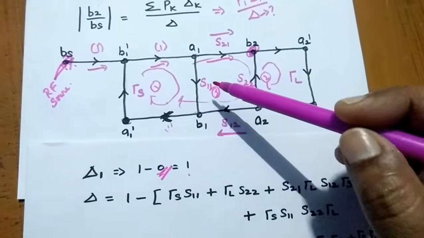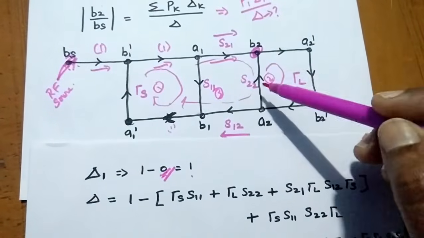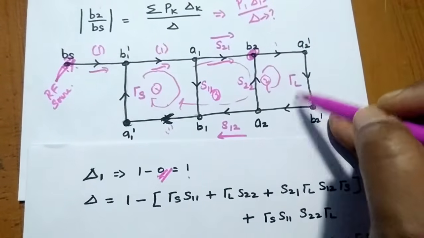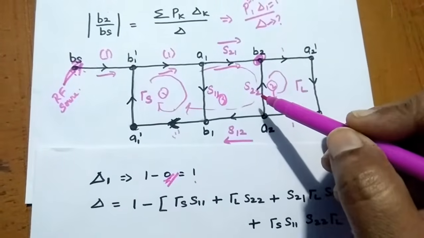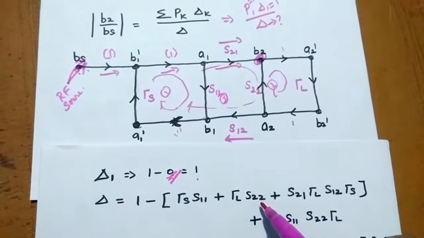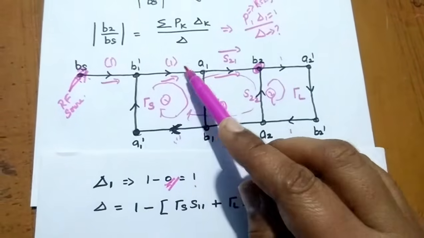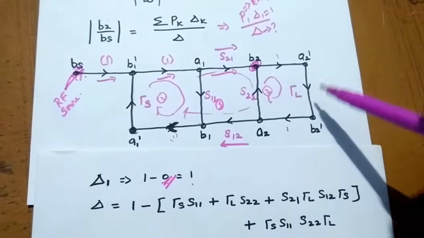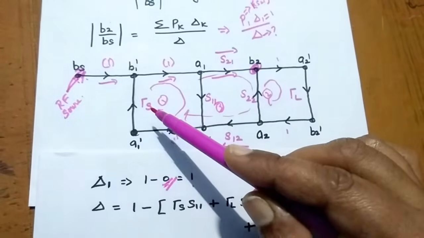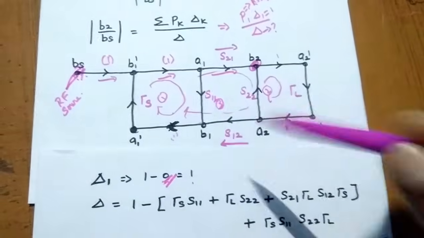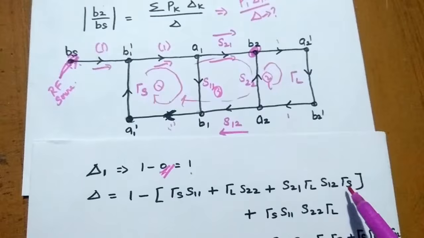Gamma S into S11 plus, for the second loop, the value is what? Here it is 1, here it is 1. So 1 into gamma L into 1 into S22. So gamma L into S22 plus the third loop. It's a very big loop, right? 1 into S21, 1 into gamma L into S12 into gamma S. There are 4 values, so we can write plus S21 gamma L S12 gamma S.